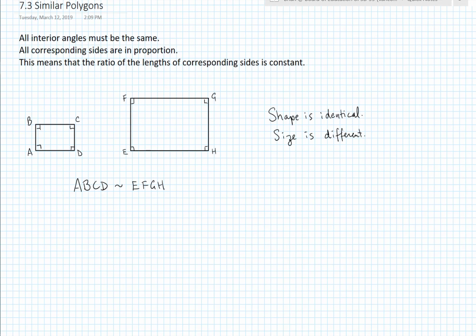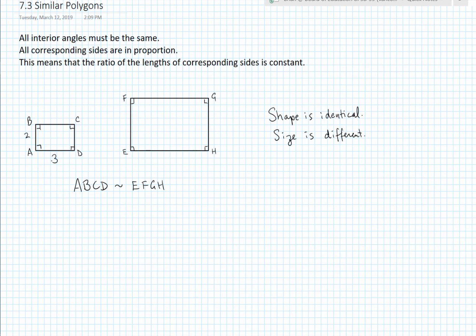If you have that combined with the fact that all interior angles are the same, then that is sufficient. Okay, so what can we do with these similar polygons, and what kind of problems are you going to face? Well, let's start with some facts first.